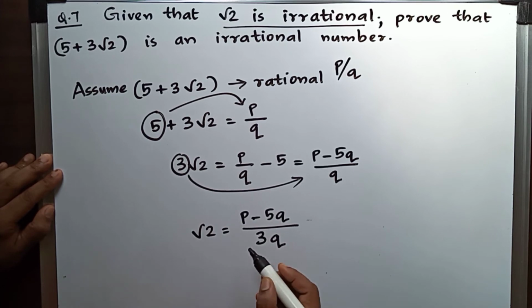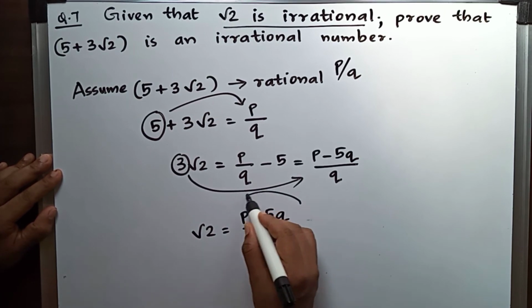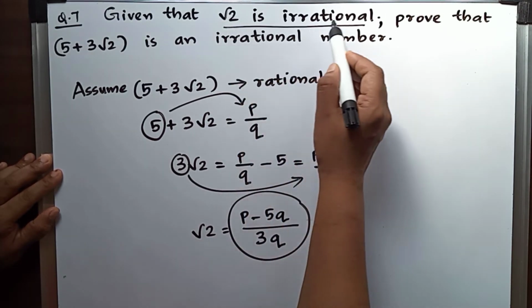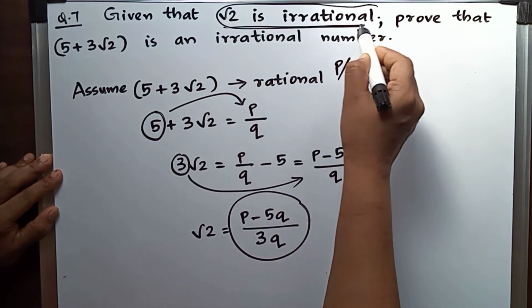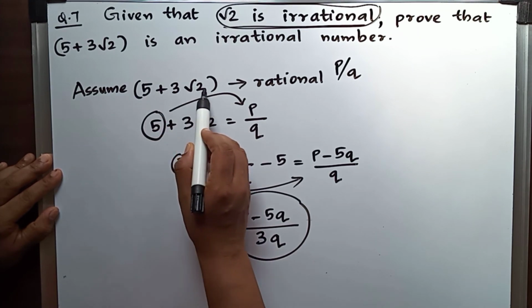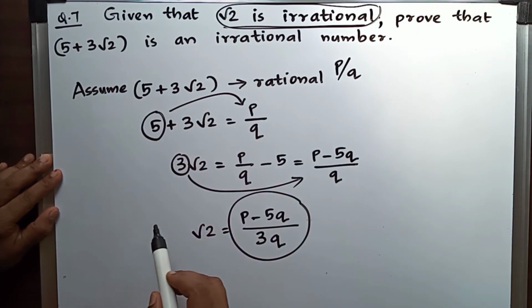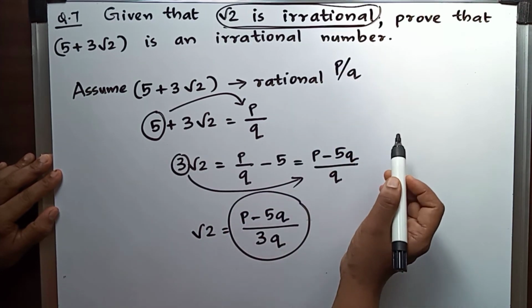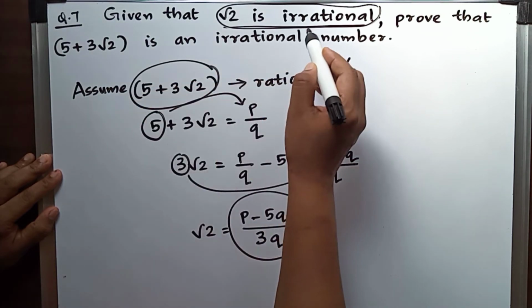Now what can we say? P and Q are integers, means this is rational, right? P and Q are integers means this is rational, but this is not possible. Why? See, root 2 is irrational, that is given in the question, right? But when we assumed 5 plus 3 root 2 as a rational number, then we get root 2 is also rational, which is not possible. So this is also what? This is also irrational.